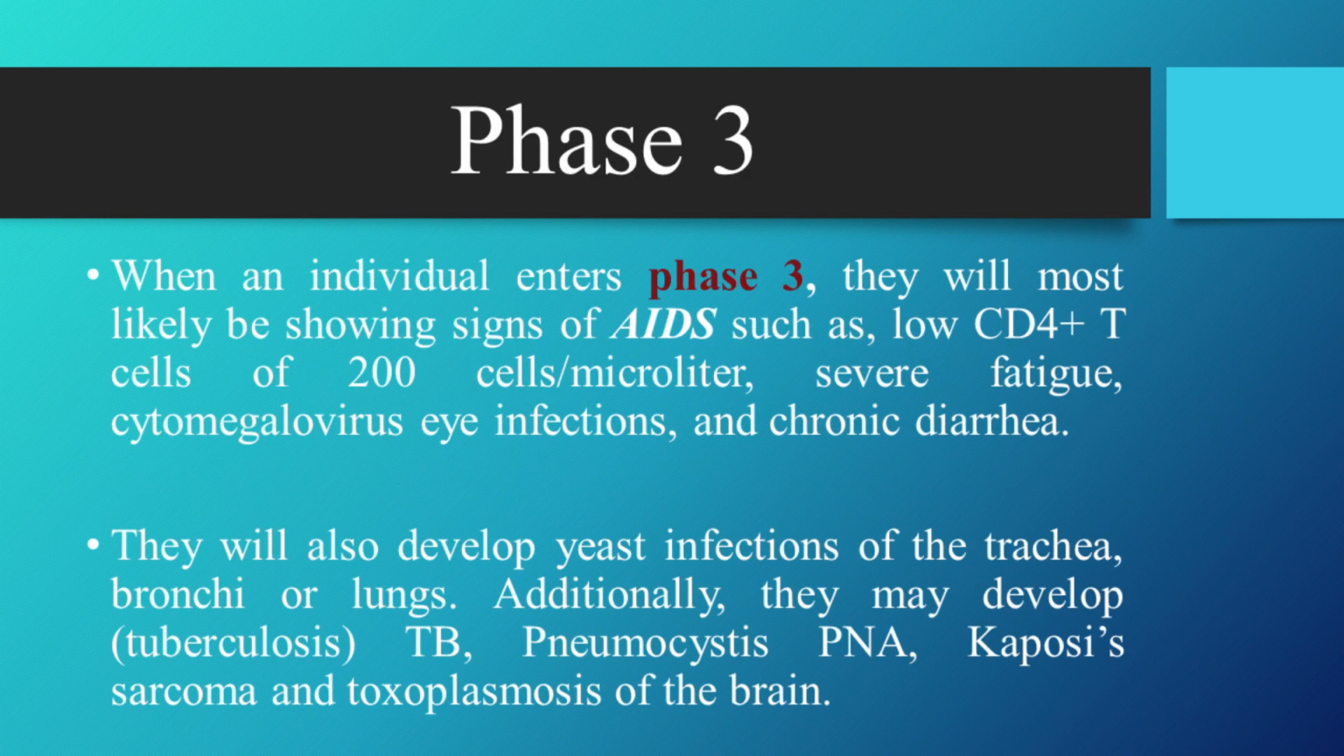Phase 3. When an individual enters Phase 3, they will most likely be showing signs of AIDS, such as low CD4+ T cells of 200 cells per microliter, severe fatigue, cytomegalovirus infections, and chronic diarrhea. They will also develop yeast infections of the trachea, bronchi, or lungs. Additionally, they may develop tuberculosis, pneumocystis pneumonia, Kaposi's sarcoma, and toxoplasmosis of the brain.